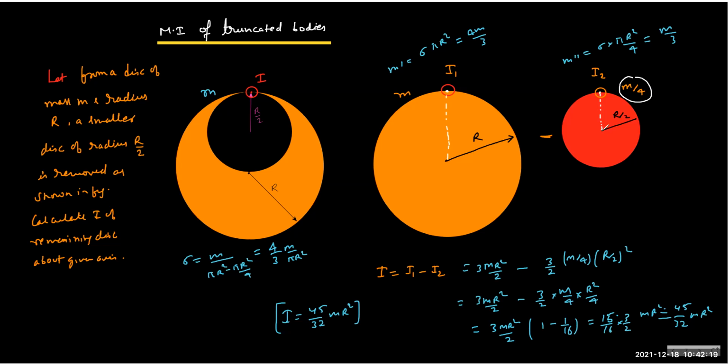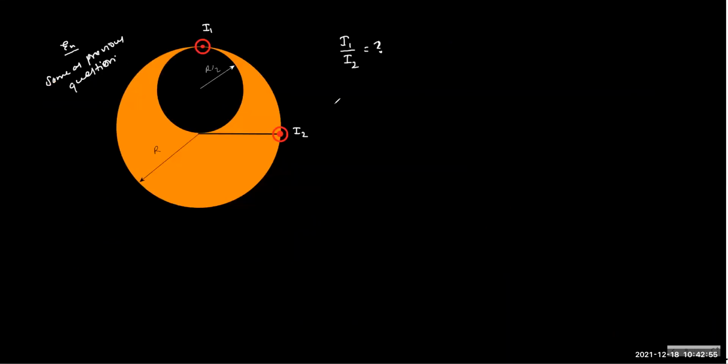So what is the moment of inertia about this line? M by 4 into r square by 4, by 2, that is m r square by 2. What is the problem? Plus m r square, parallel axis theorem. That's it. Yes, sir, no problem. So now I1 we know.